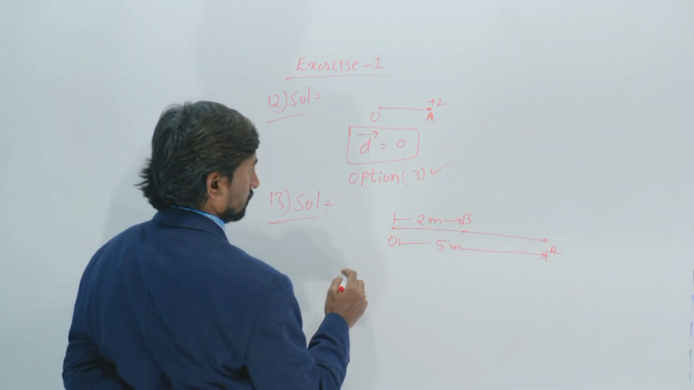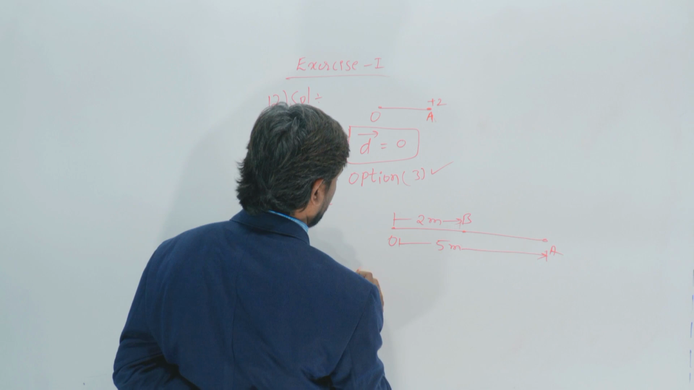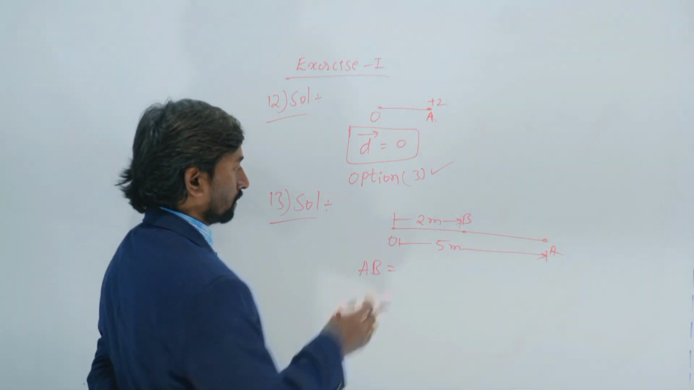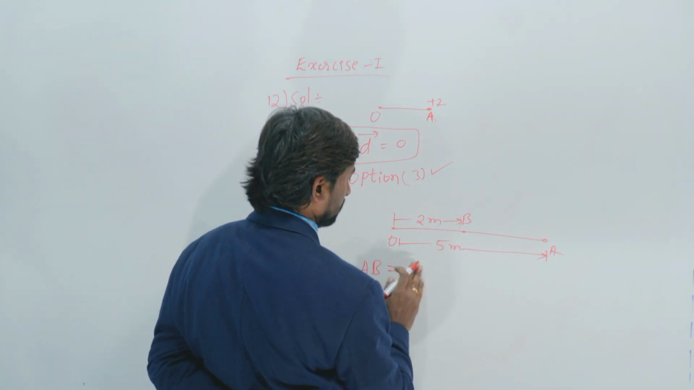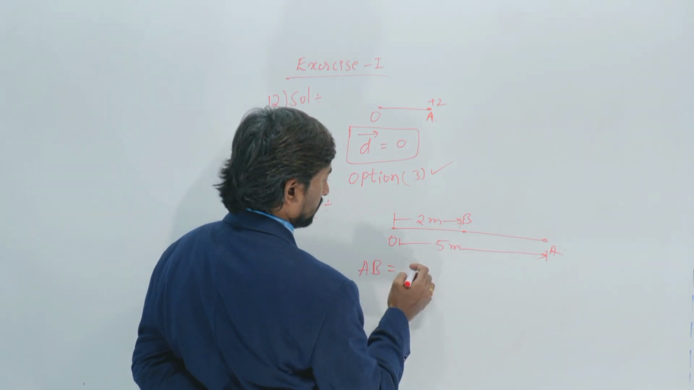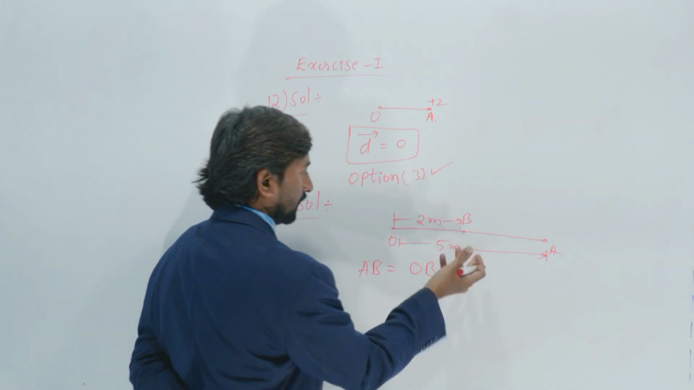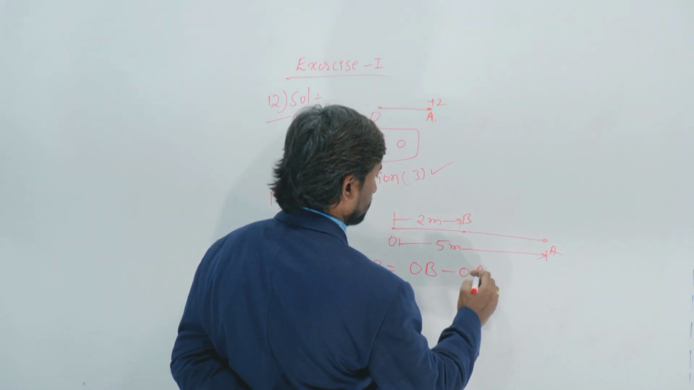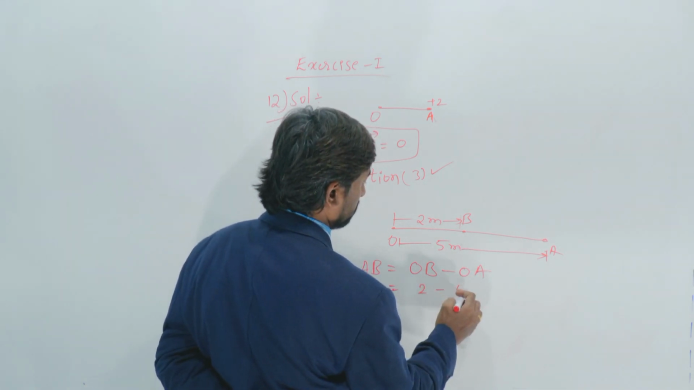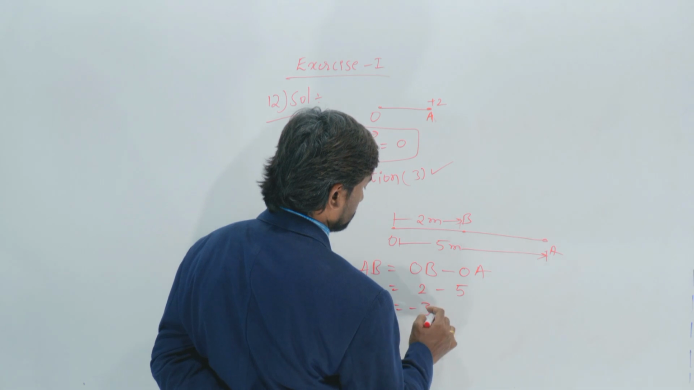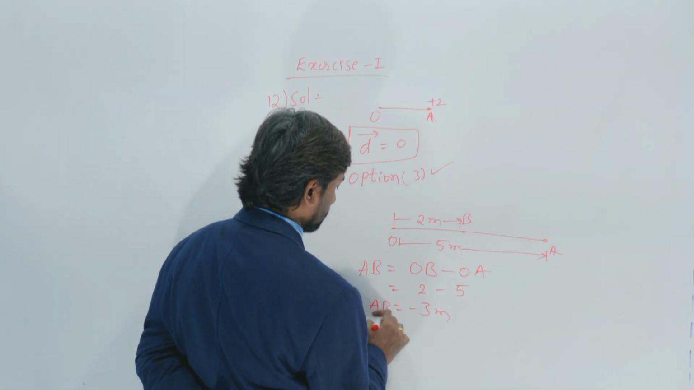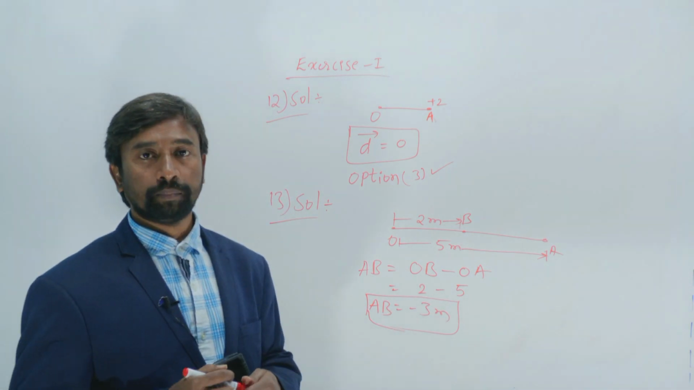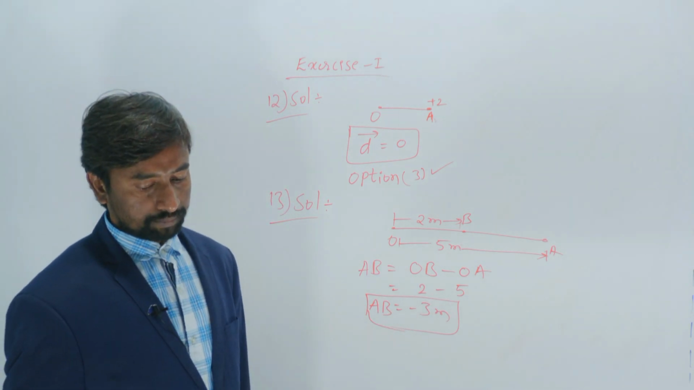Now what is the initial position? So the displacement is AB. OA will be the initial and OB will be the final. So we can write displacement is final position minus initial position, OB minus OA. OB is 2 and OA is 5, so we get minus 3 meters. Therefore AB is equal to minus 3 meters.